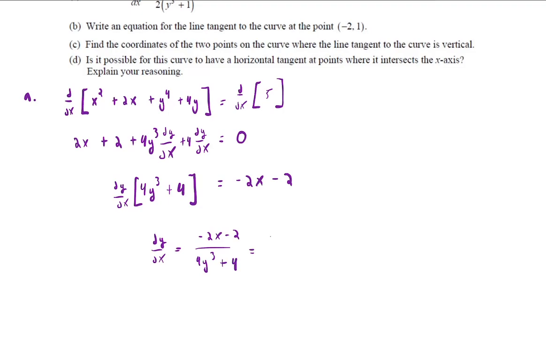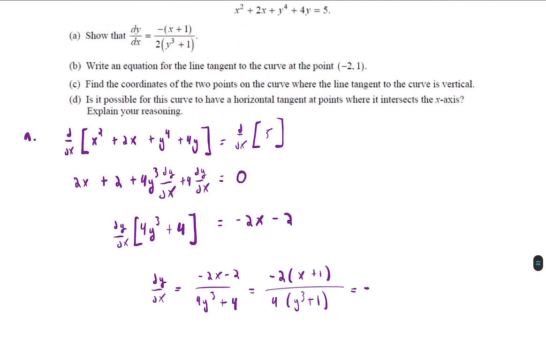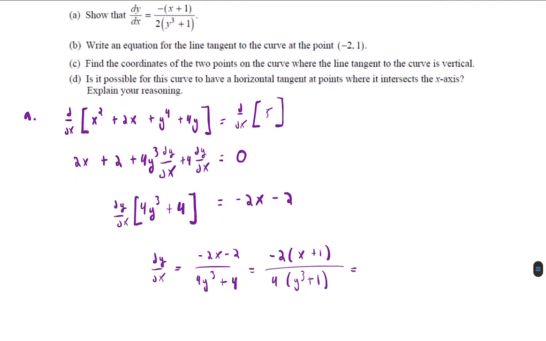We can do a little bit more factoring. We can factor out a negative 2 times (x + 1). Factor out a 4 times (y cubed + 1). And then reduce this to negative 1/2. Or let's just make it exactly like how they've written it there. They keep the negative on top. So we're going to have negative (x + 1) over 2 times (y cubed + 1). So just a little bit of algebra there. The algebra is the trickier part versus the calculus.